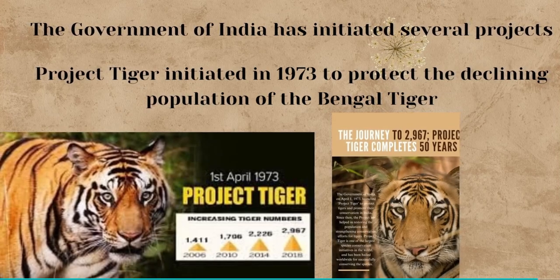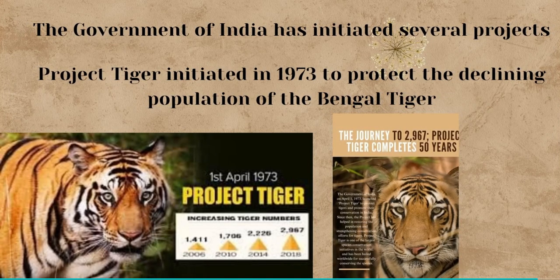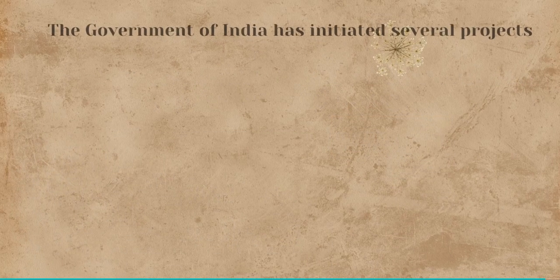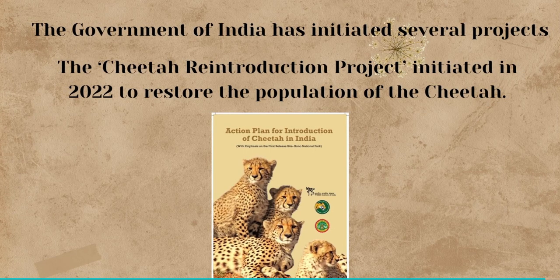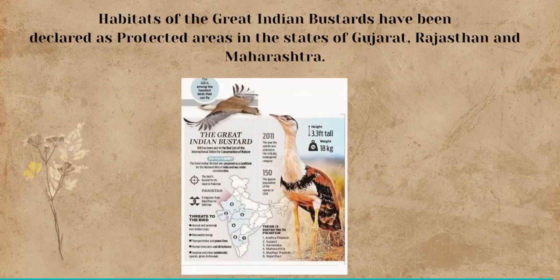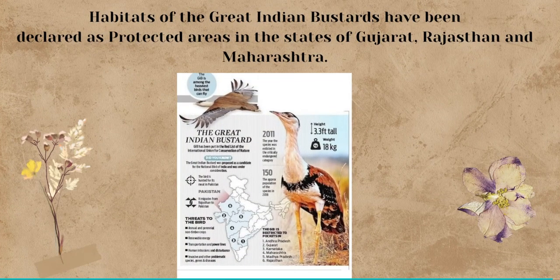The Government of India has initiated several projects to conserve the biodiversity, like Project Tiger, which was initiated in 1973 to protect the declining population of Bengal tiger. The Cheetah Reintroduction Project, initiated in 2022 to restore the population of cheetah. Also, the habitats of great Indian bustards have been declared as protected areas in the states of Gujarat, Rajasthan, and Maharashtra.